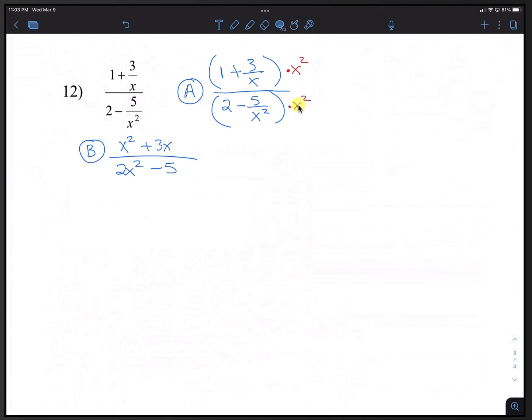On the bottom, you're multiplying x squared times 2, which is 2x squared, and then x squared times this fraction would cause the x squareds to cancel each other, leaving you with just the minus 5. And now we're pretty much done, except we can factor out an x that's in the numerator. So our final answer is going to be x times x plus 3 all over 2x squared minus 5.